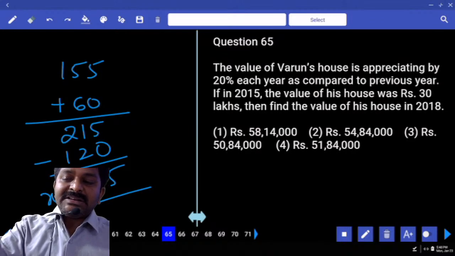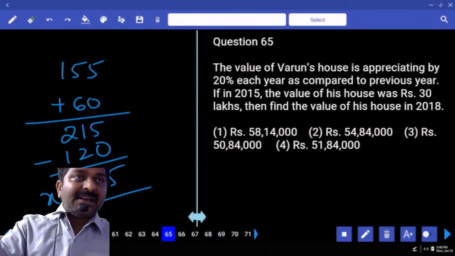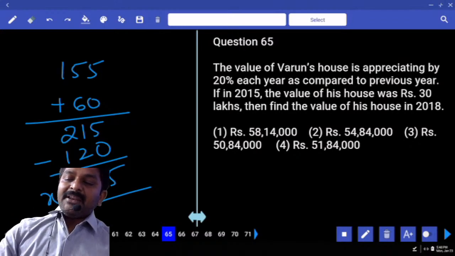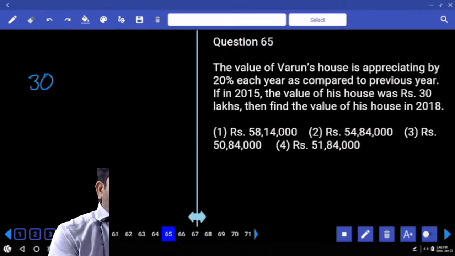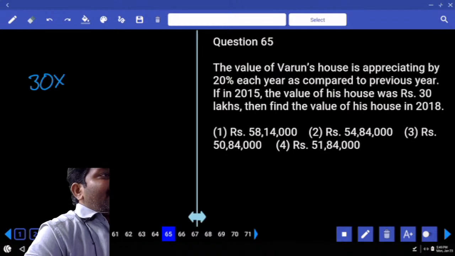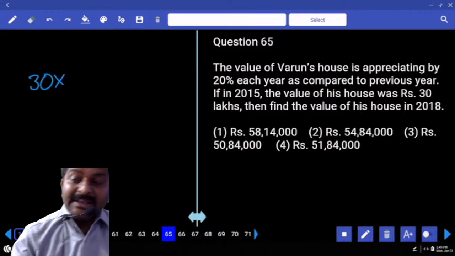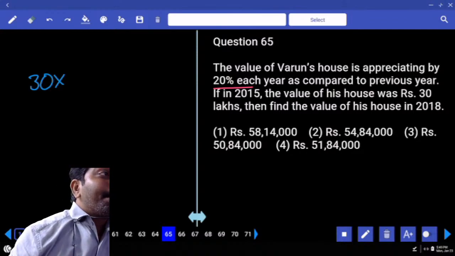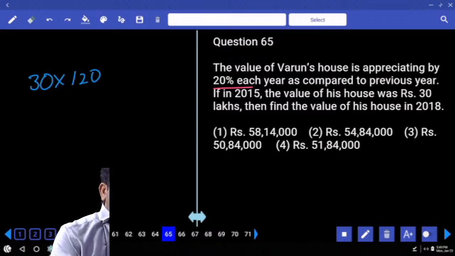The value of Varun's house is appreciating by 20% every year as compared to the previous year. In 2015, the value of his house was 30 lakh. Find the value of his house in 2018. 2015, it is 30. Every year it increases by 20%. If it increases by 20%, then it becomes what percent? 120%. So, from 2015 to 16, it increases by 20% and becomes 120%.